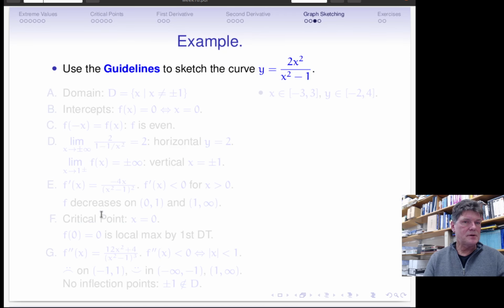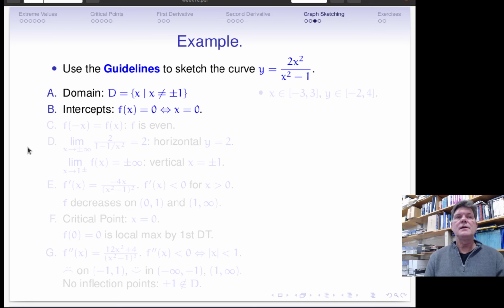Here's an example. Let's try and use the guidelines to sketch the curve y equals 2x squared over x squared minus 1. We'll go through this program. The domain of this function is all of the real numbers except for those where we divide by 0, so that's all x's different from plus or minus 1.